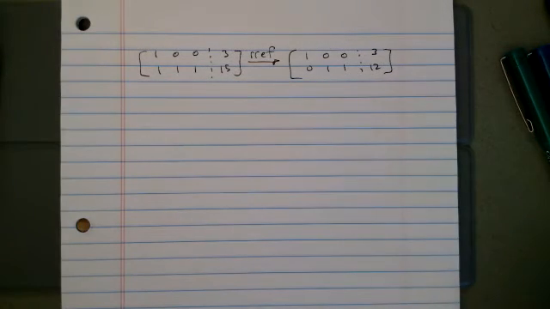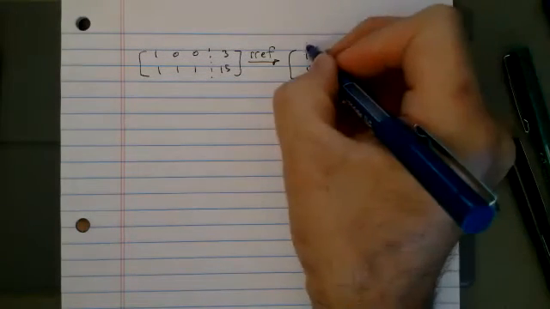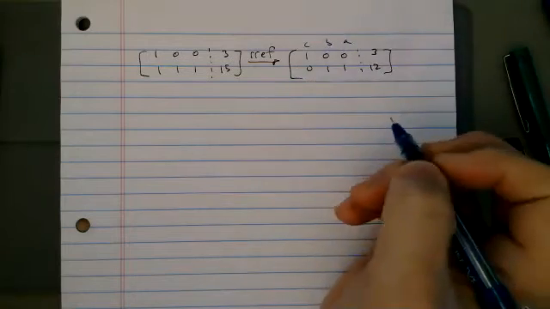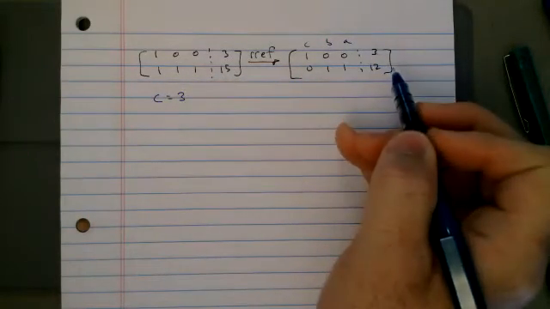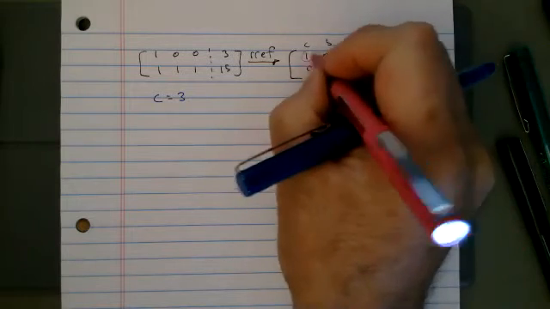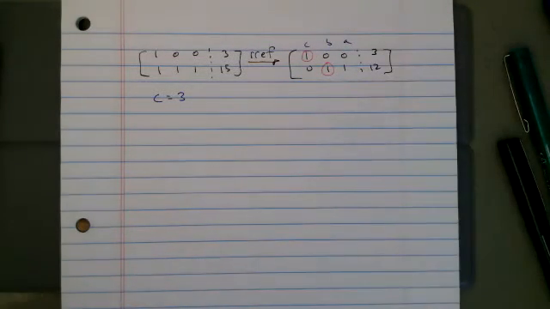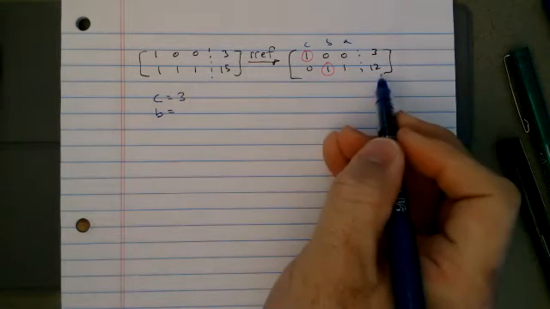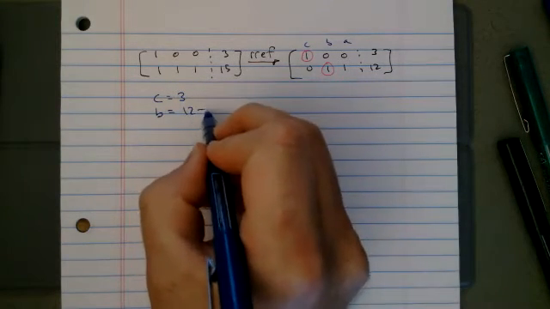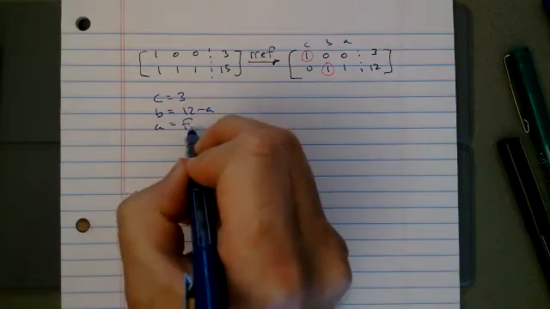So we have 3 variables. So this was C, B, and A. And what we can see is that C has got to be equal to 3. And that's a basic variable. We got a pivot in C and a pivot in B. But it looks like A is a free variable. So B is equal to 12 minus A. And A is free. I shouldn't say equals. I should just say A is free.